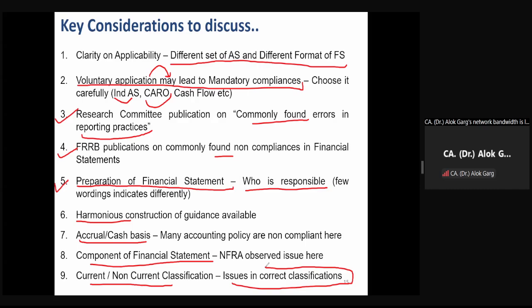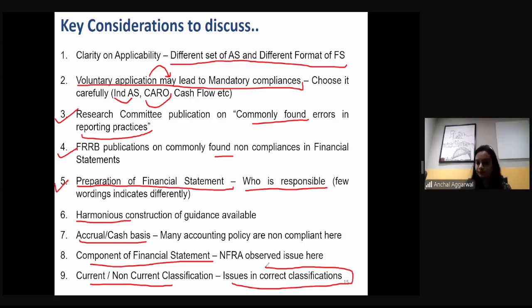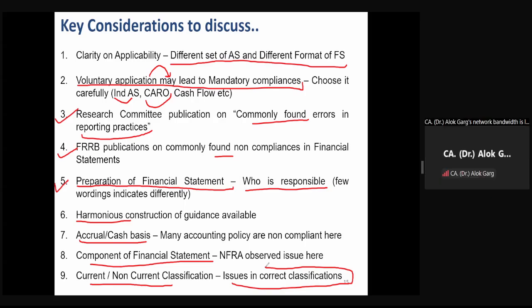I think there is an important work which has to be done here: whenever there is a classification between current and non-current, the auditor has to check why it is current and why it is non-current, right? Barring your deferred tax asset and liability, where deferred tax asset and liability should always be classified as non-current. Okay. So this is one of the important aspects where one has to take note of it.